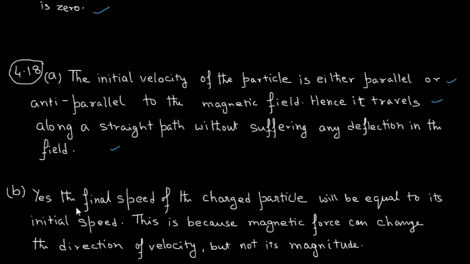Yes, the final speed of the charged particle will be equal to its initial speed. This is because magnetic force can change the direction of velocity but not its magnitude. Let us see the next problem.